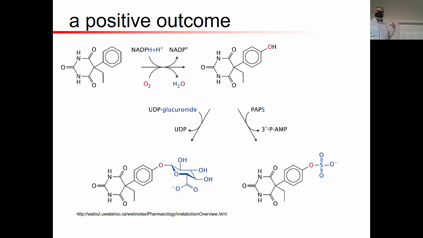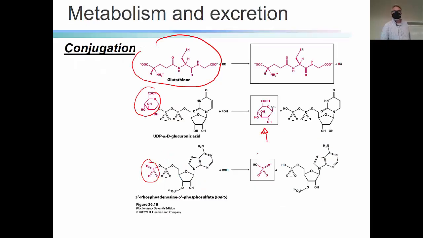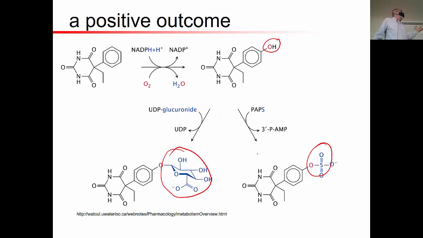And so here what happens is in the first step, we get addition of this hydroxyl group, and in the second step, we're adding on either glucuronic acid or this sulfate group. Sorry, this is also shown on that slide. And then these will be excreted, and we get rid of the drug.